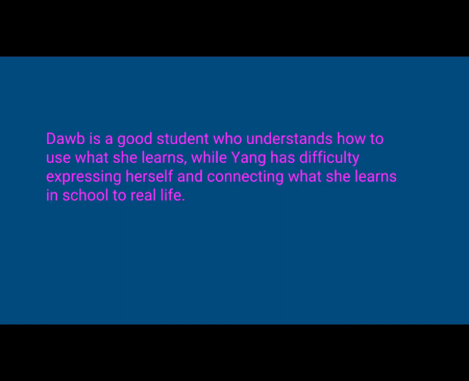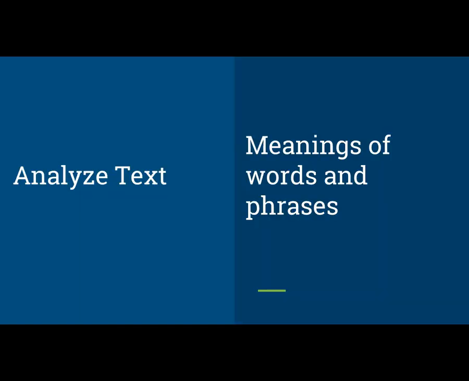Dao is a good student who understands how to use what she learns, while Yang has difficulty expressing herself and connecting what she learns in school to real life. Remember earlier, the author made an allusion to The Little House in the Big Woods. The author makes a second reference to works of literature in lines 174 and 175.